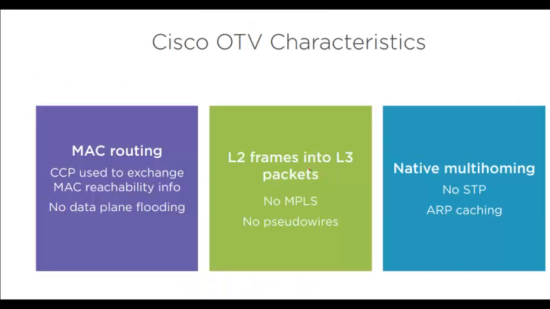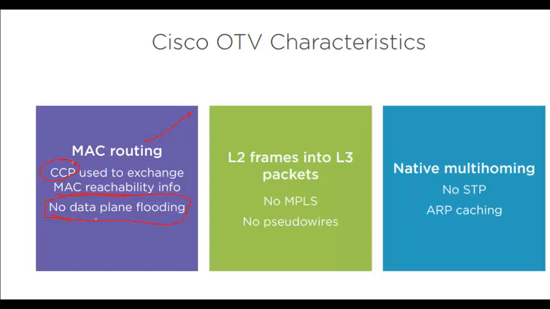So what are the characteristics of OTV? MAC routing. The control plane is used to exchange MAC reachability information. So OTV exchanges, distributes, advertises the MAC reachability. So there is no need for data plane flooding, no need for multicast based flooding or data plane flooding. It is not like a traditional switch flood and learn.